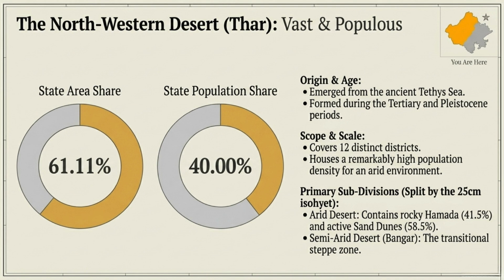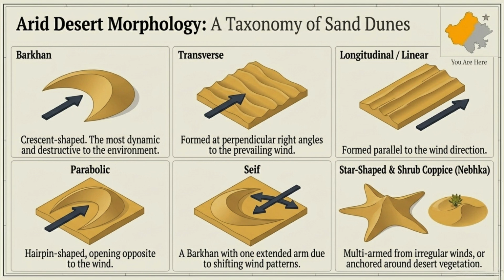As we mentioned, the 25 cm Isohyet splits this region into the true arid desert, which is a mix of rocky hamada and active dunes, and the transitional semi-arid Bangar steppe zone. The morphology of the true arid desert is defined by its sand dunes. First, we have the crescent-shaped basins, which are highly dynamic and the most environmentally destructive.